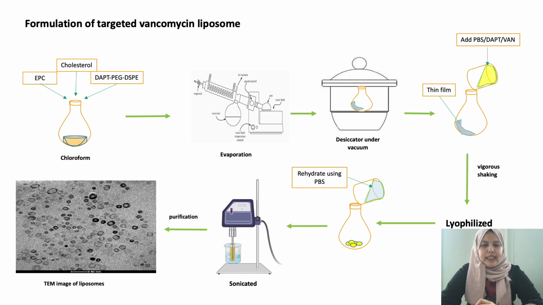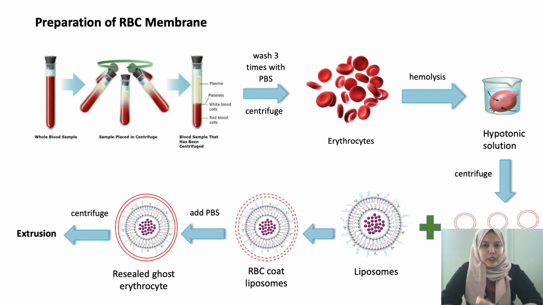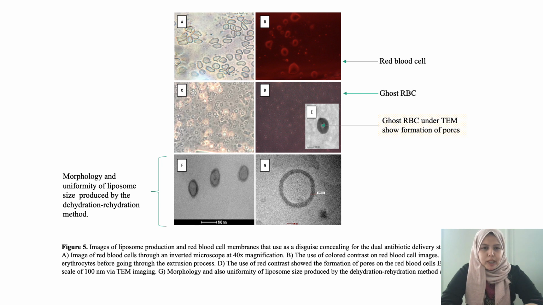We move on to the schematic illustration of formulation preparation of targeted liposomes by using the dehydration-rehydration method and also preparation of RBC membrane. We use an inverted microscope and also TEM, which is transmission electron microscopy, in order to obtain the morphology of the prepared formulations. As we can see here is the red blood cell membrane under the inverted microscope, and also the ghost RBC. And we also performed the ghost RBC under TEM.